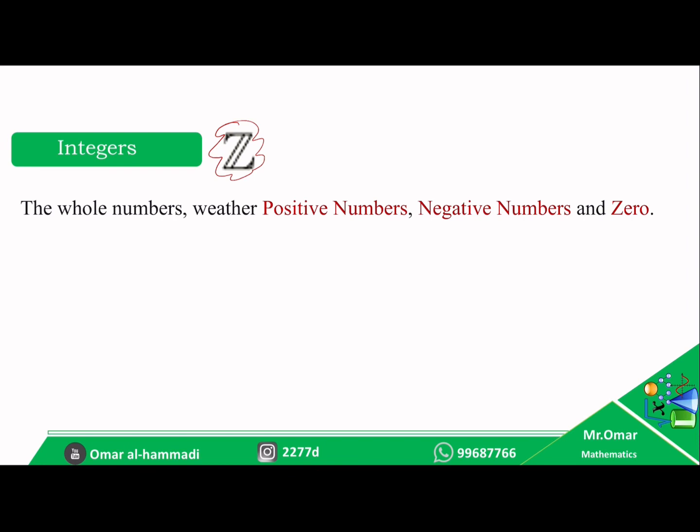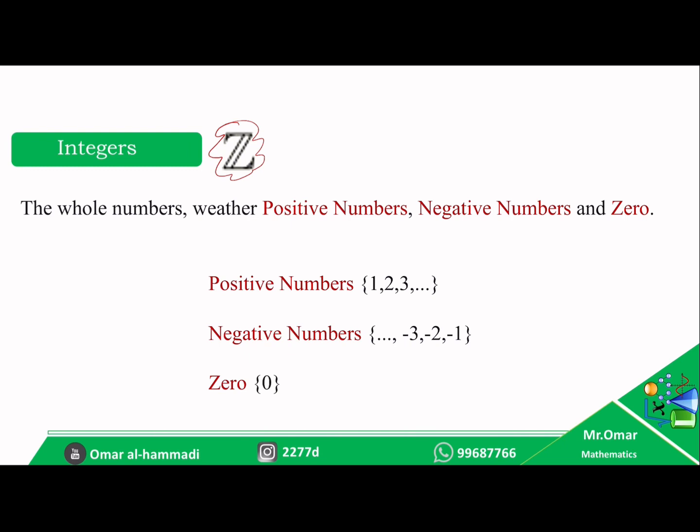The other one is integers. The symbol for integers is Z. The whole numbers, whether positive, negative, or 0. So the integers contain what? Positive, negative, and 0. This is the set of integers. For example, 1, 2, 3, or minus 1, minus 2, minus 3, or 0.